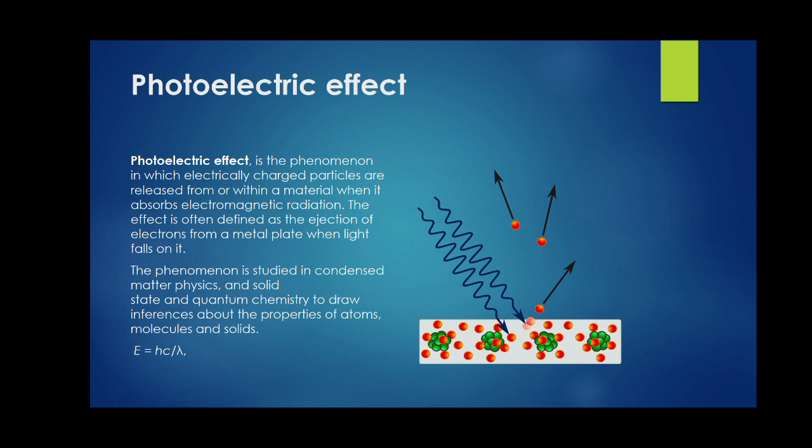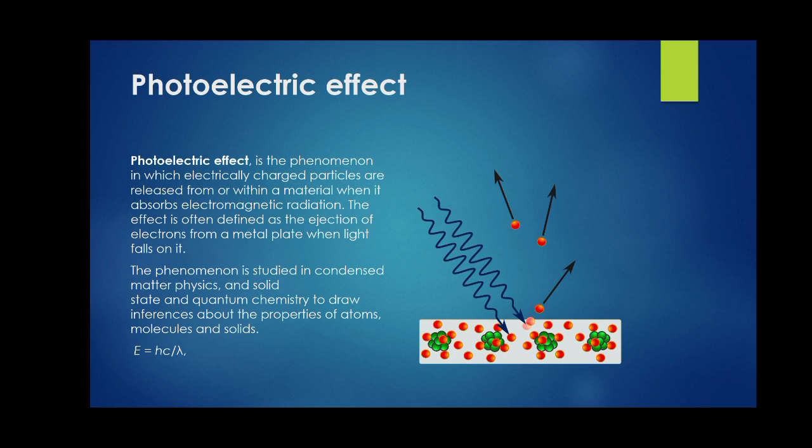Here the phenomenon is studied in condensed matter physics, solid state physics and quantum chemistry also, to draw inferences about the properties of atoms, molecules and solids. So we know E is equal to h nu and nu is equal to c by lambda. What is h nu? h is Planck's constant, nu is the frequency of radiation. The frequency of radiation nu may be further expressed as c by lambda. c is the velocity of light or light radiation and lambda is the wavelength.